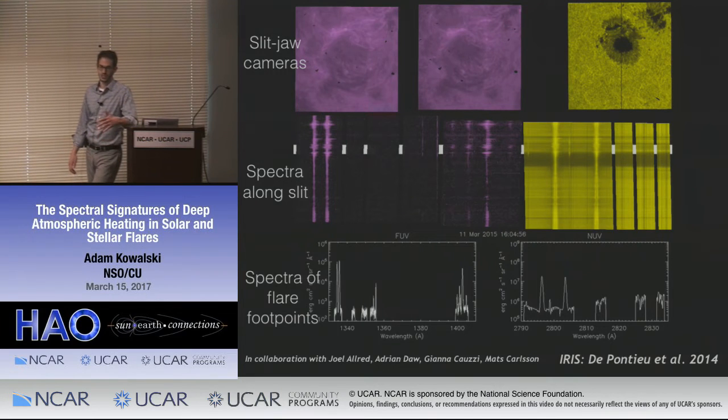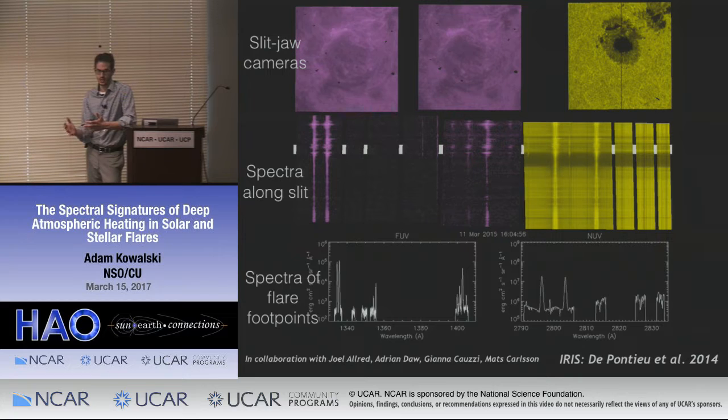IRIS is the Interface Region Imaging Spectrograph. And although it wasn't a flare mission, it has observed many flares in solar cycle 24, including several X-class flares. So it takes data in the far UV around carbon-2 and silicon-4, and in the near UV around magnesium-2. The near UV is particularly useful to us because it's just blueward of the Balmer jump.